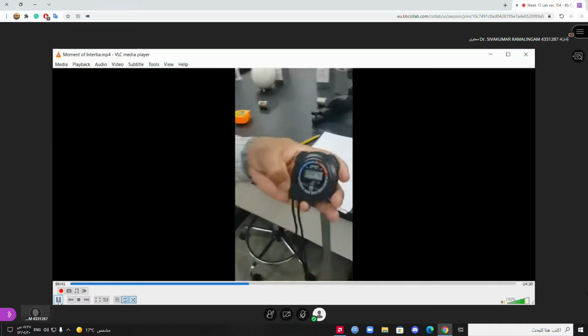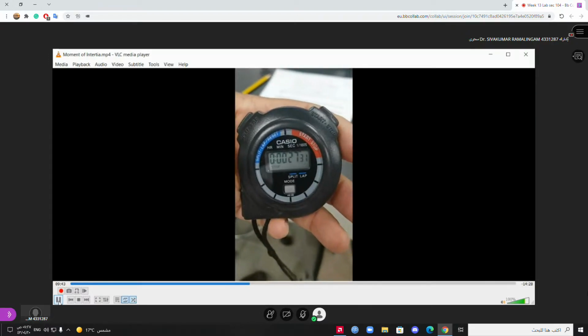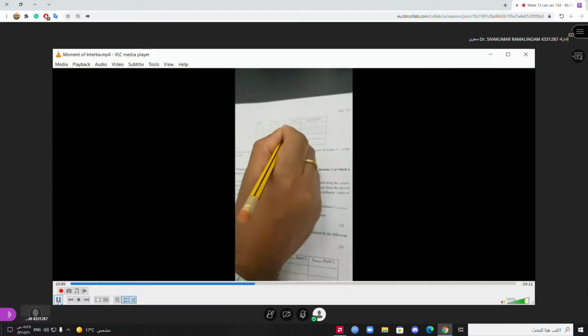Now, this is the time taken for 10 oscillations. I can write this as the time taken for 10 oscillations, 27.31. Repeat this experiment three times, and write the three readings. And T equals 2.731, which is this divided by 10. The number of oscillations is 10. You divide this by 10, you will get T.